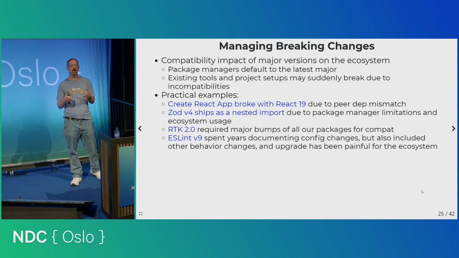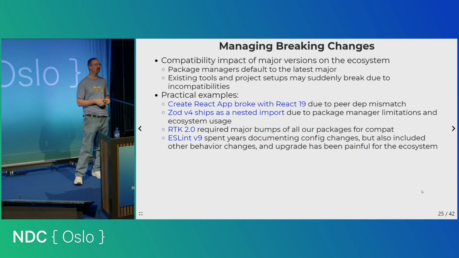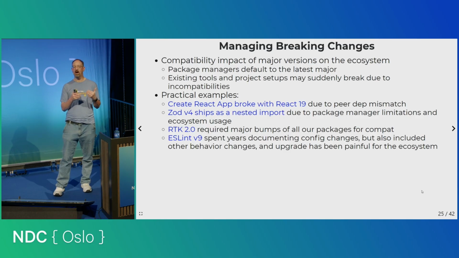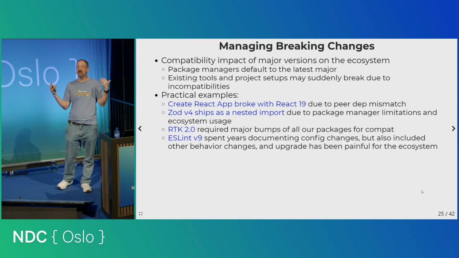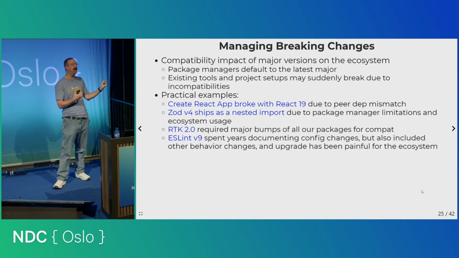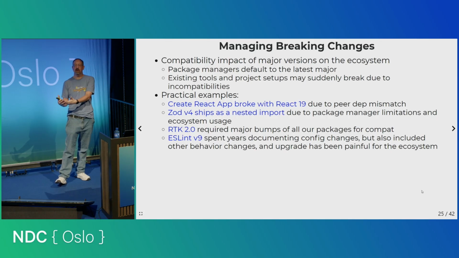The Zod validator tool just announced version 4, but they're not even publishing it as a major version because lots of other tools and libraries in the ecosystem directly depend on version 3. And so the author of Zod put up an issue where he said, if I just publish a new major, it's going to have massive ripple effects on the entire ecosystem. So I'm actually going to publish version 4 as a nested entry point in the version 3 package. And we're going to wait a few years for the ecosystem to transition before I can finally try to do this.